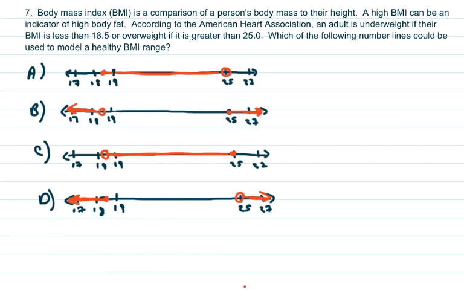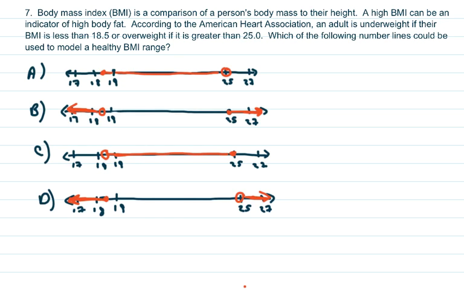I think I even took some stuff out of it. But they're talking about the body mass index, and a high BMI can be an indicator of high body fat. So according to the AHA, an adult is underweight if their BMI is less than 18.5, or overweight if it's greater than 25. So which of the following number lines could be used to model a healthy BMI range?